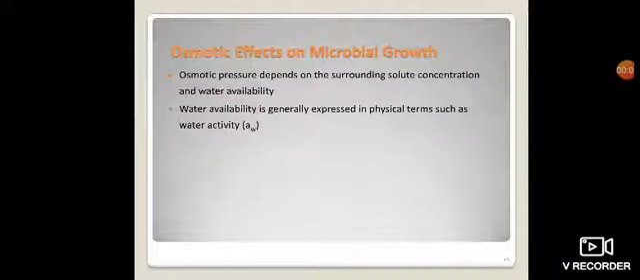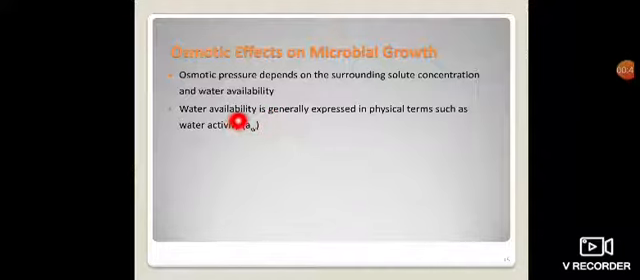In the last video, we discussed pH, and now we're going to discuss the osmotic effect, the osmotic pressure, and the osmotic environmental effect on the growth of microorganisms. Osmotic pressure depends on the solute concentration of the surroundings and the water availability. Whenever a microorganism grows, the environmental pressure, also termed osmotic pressure, and water availability in the external environment may affect its growth.